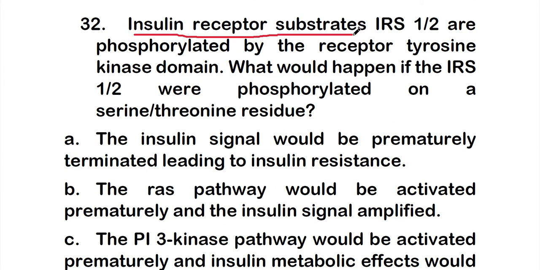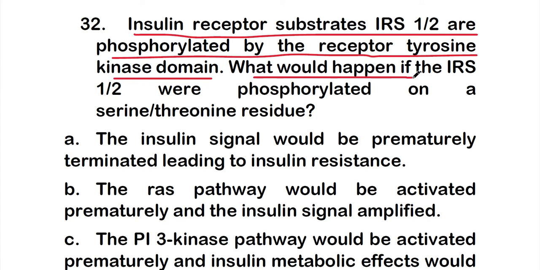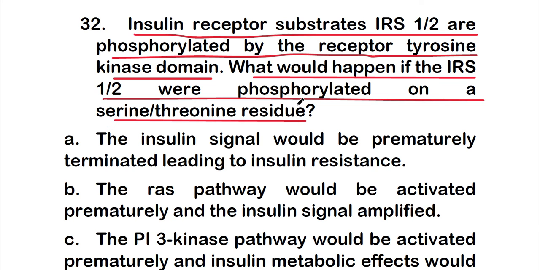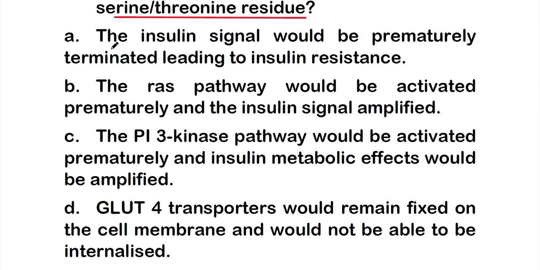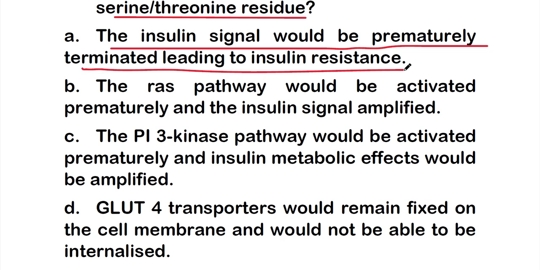Insulin receptor substrates, that is IRS 1 and 2, are phosphorylated by the receptor tyrosine kinase domain. So what would happen if the IRS, that is insulin receptor substrates 1 and 2, were phosphorylated on a serine or threonine residue? What will be the consequence? The options are: option A, the insulin signal would be prematurely terminated leading to insulin resistance.